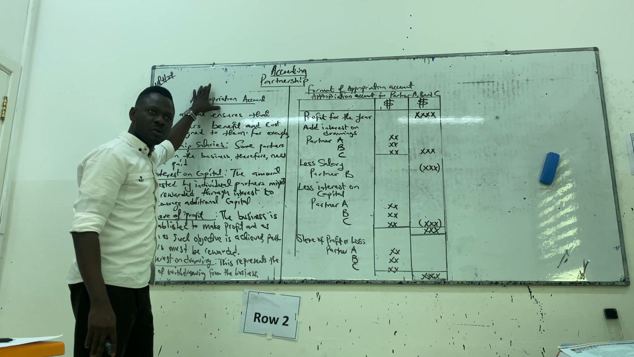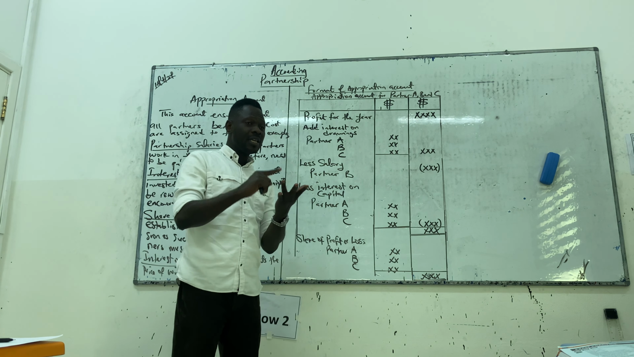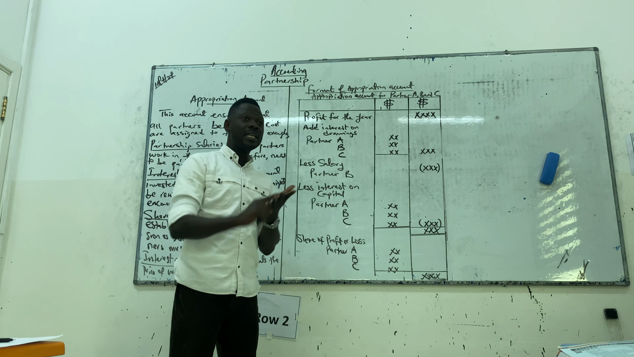So in the appropriation account, we have different items, such as interest on capital, interest on drawings, salaries of workers, salary of a partner, and share of profit. So these are what will entail in the partnership account when we are appropriating, apportioning each item. So we start with the first one, partnership salaries.